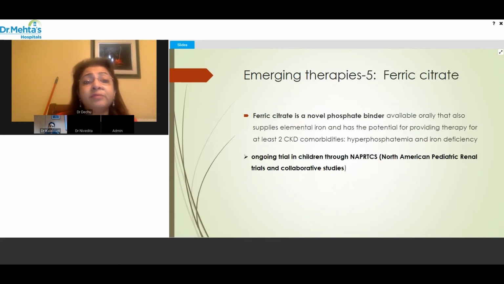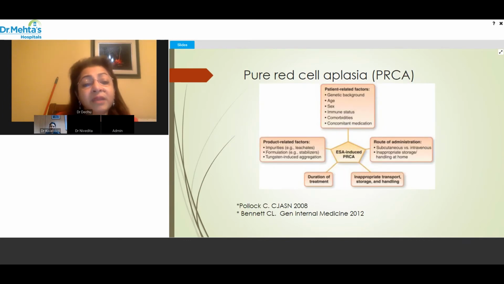One of the last therapies that I'm going to talk about is the use of ferric citrate. Ferric citrate is a novel phosphate binder that's available orally, but also supplies elemental iron, and it has the potential for decreasing phosphate levels with the phosphate binder plus an iron supplementation. So really, kills two birds with one stone, if you will. And there is an ongoing trial in children through Napofix too, for the use of this drug in our pediatric CKD patients.